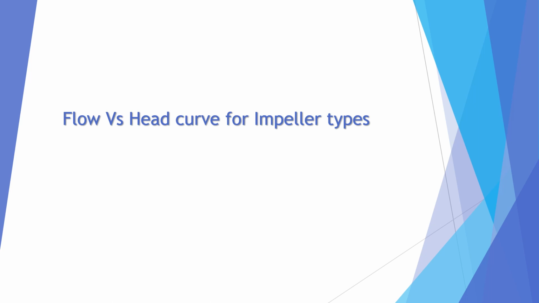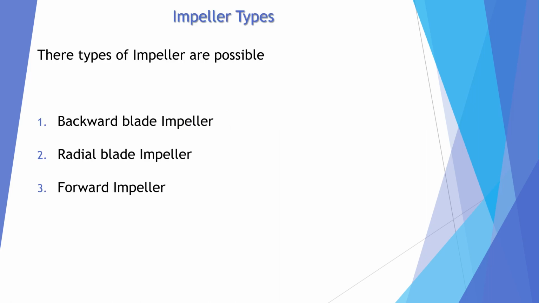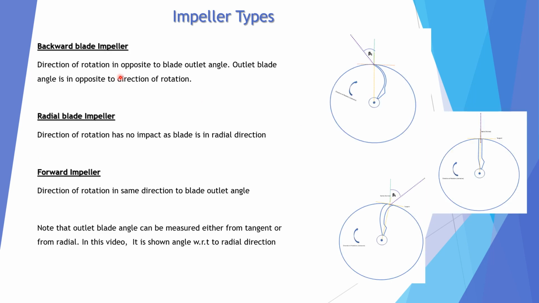Now, flow versus head curve for impeller types. Three types of impeller are possible, that is backward blade impeller, radial blade impeller and forward impeller. This is a backward impeller, blade angle measured from the radial direction, beta 2. So the direction of rotation is in the opposite direction. This is the blade angle on this side, direction of rotation is this side. So this is called the backward impeller.